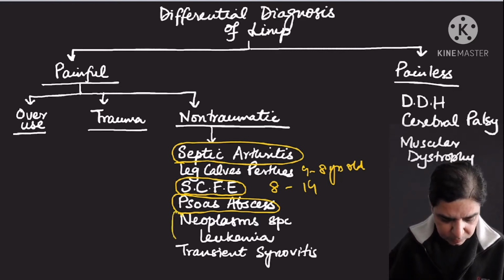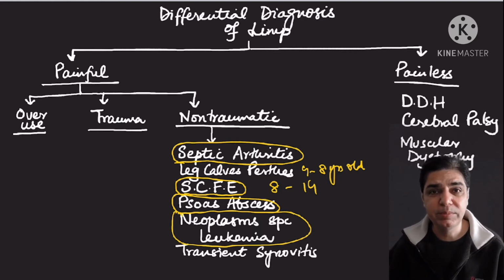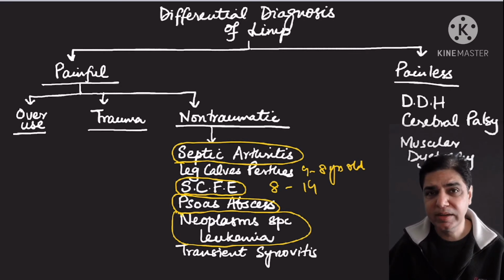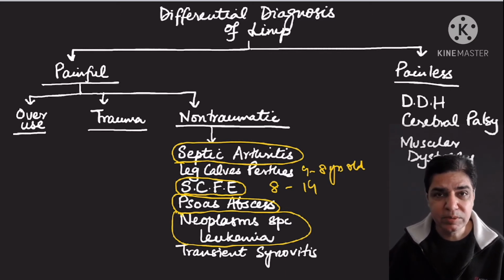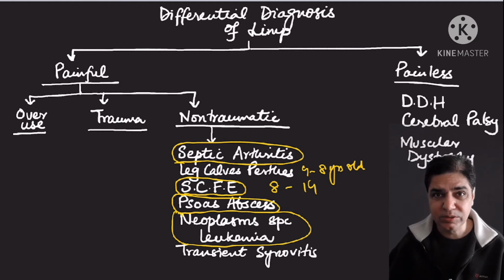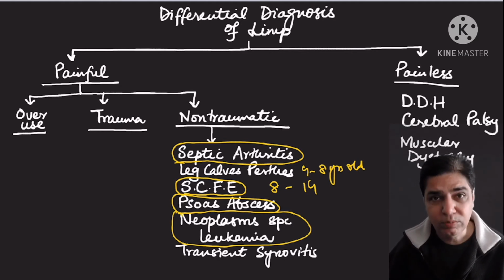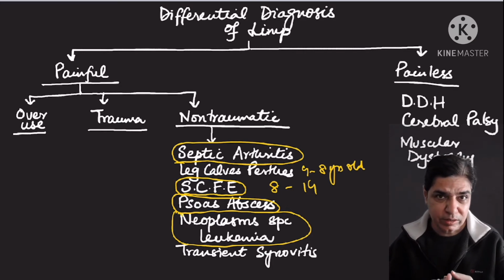Then another thing we should not miss, which is rare, is neoplasm, especially leukemia. Especially if a child has a limp and is quite pale, and there is either hepatosplenomegaly, repeated infections, or bruising. In that case you should consider leukemia, because leukemia can present with secondary infiltration into the bone, and that can present as a painful limb.